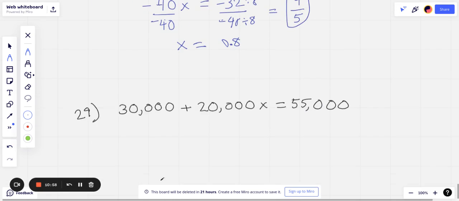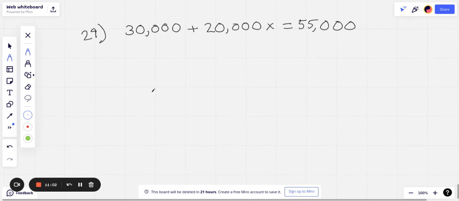Okay, then let's look at number 29. This is a little different because I don't have decimals, but I have lots of zeros. So similar to how we can multiply by 10, 100, 1,000, we can also divide by 10, 100, 1,000. So I'm going to divide all these numbers by 1,000. So I have to divide this side by 1,000. And I'm going to divide this side by 1,000. Keep in mind when you divide or multiply by both sides, you can't just do the specific terms that you want. You have to do the whole side.